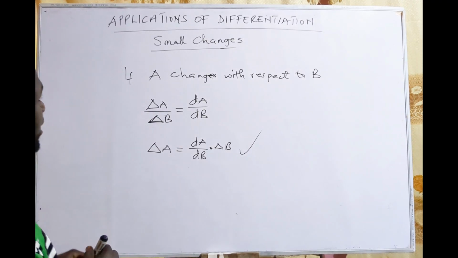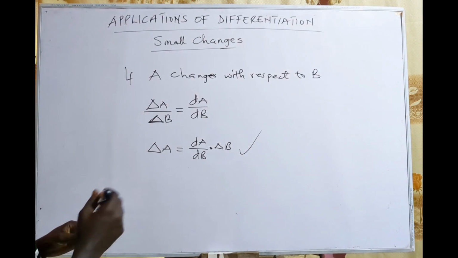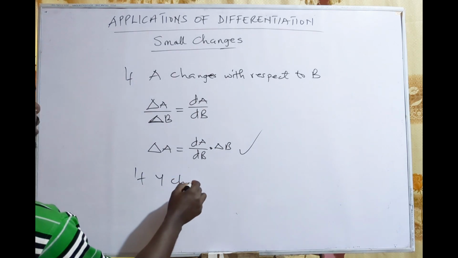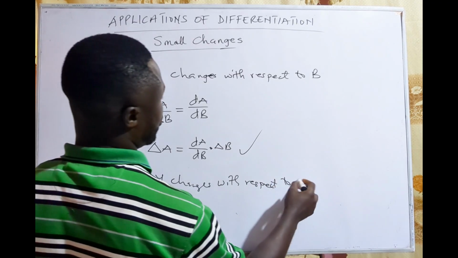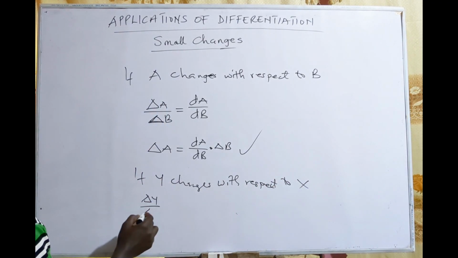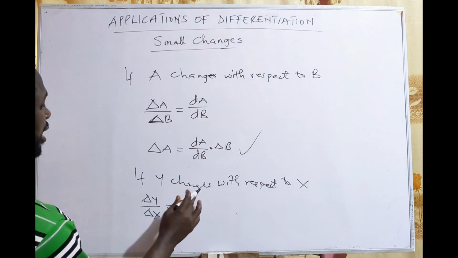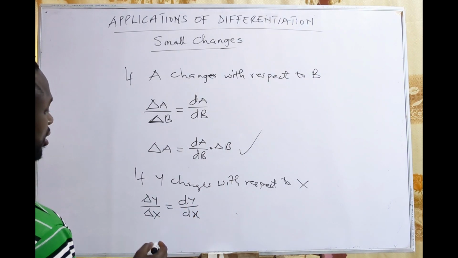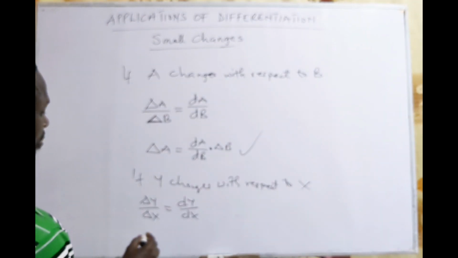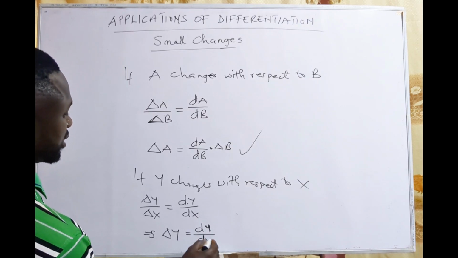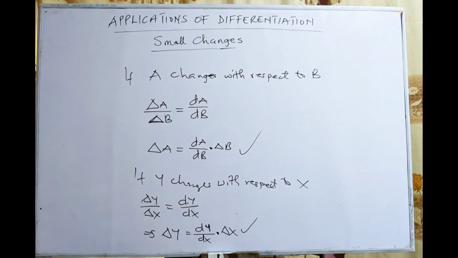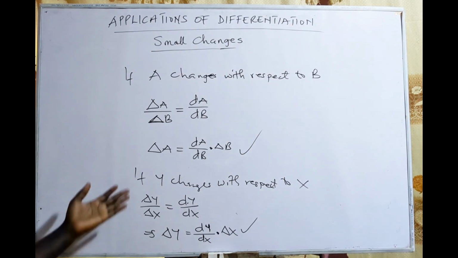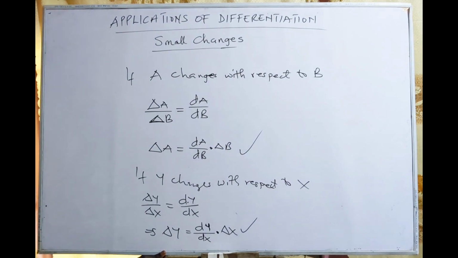If, let's say, y changes with respect to x, then we can say changing y over changing x is equal to dy on dx, where we can say that changing y will be equal to dy on dx multiplied by changing x. So this is how our formula is going to be. I believe you get this. Alright, then let's go and solve some questions right now.